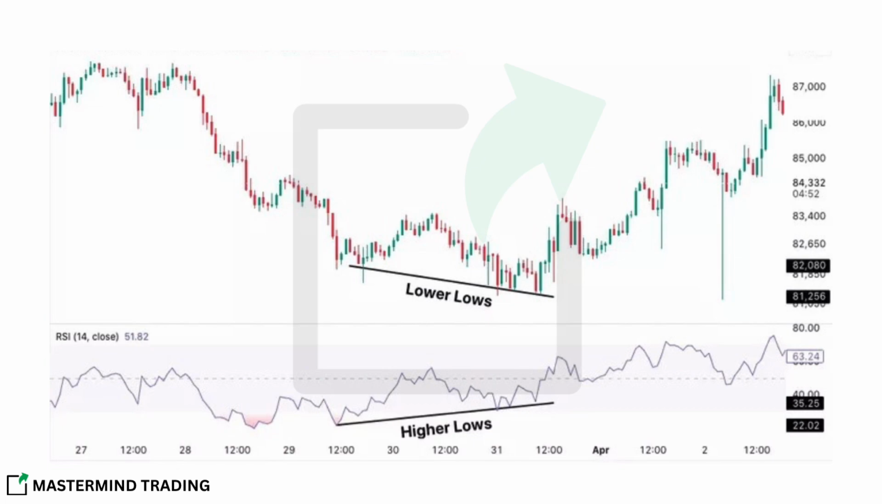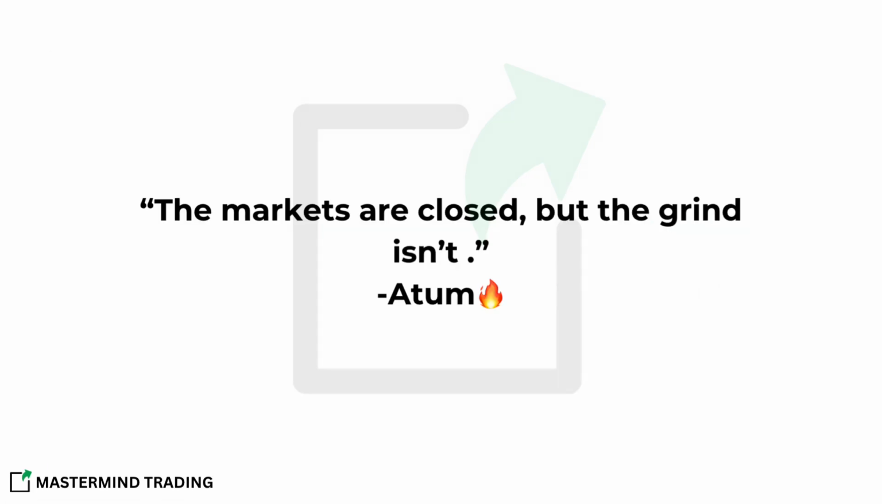While here you can find price forming lower lows while the indicator is forming higher lows, and price moving in the direction of the uptrend. So guys, that's it for divergence trading.